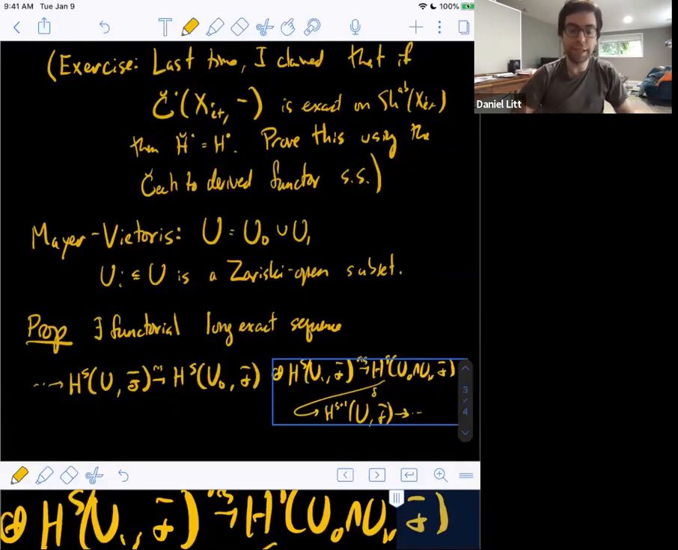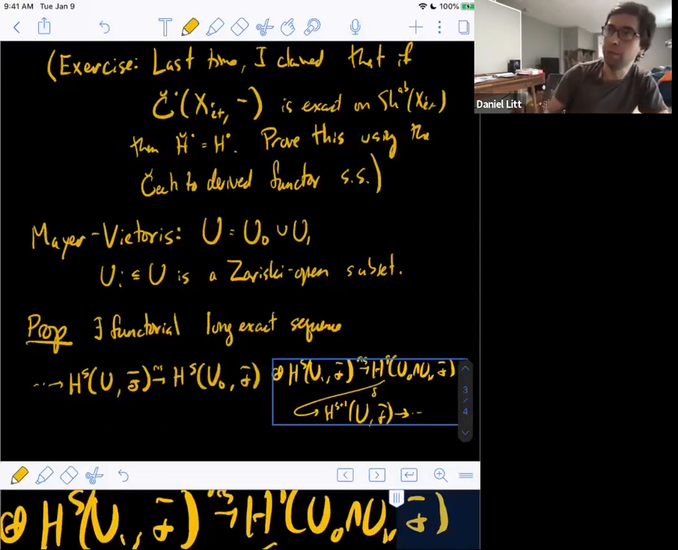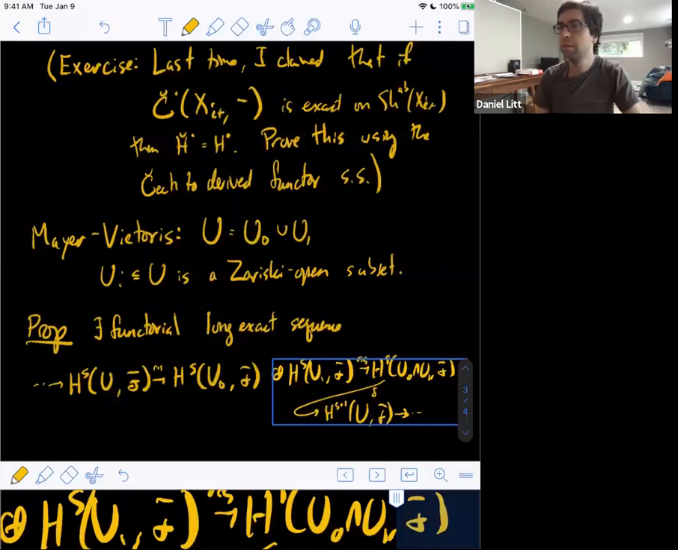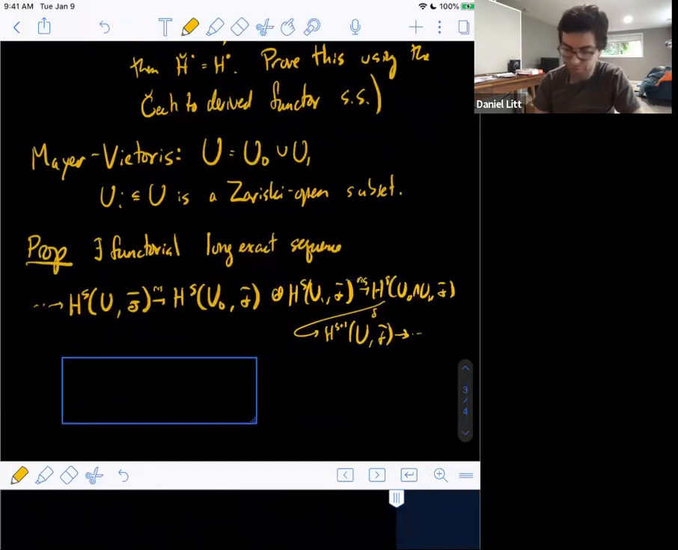Okay, so what is this saying? This is saying that if you can compute on a cover and you understand these differentials, then you can compute on what is being covered. So for example, you could take U to be P1, and take U0 and U1 to be the standard affines, the standard copies of A1 inside of P1. Their intersection is a copy of A1 minus the origin. So this is saying that if you can compute on those affines, A1 and A1 minus the origin, then you can compute on P1. Okay, hopefully this is a little bit familiar.